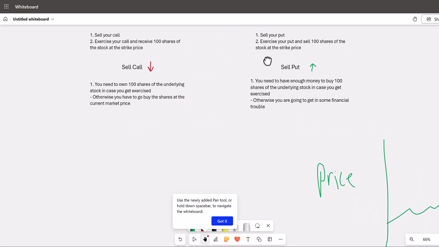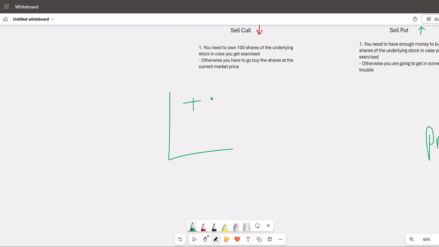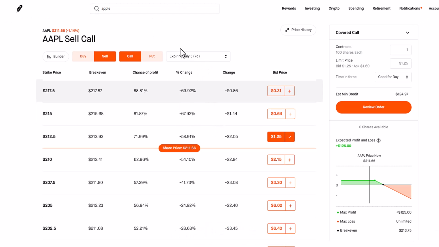Okay, so with the example, you sold a call. You made your $120. What you want when you sell a call is for the stock price to go down. Because hypothetically, if it goes down, you'll get your $125.